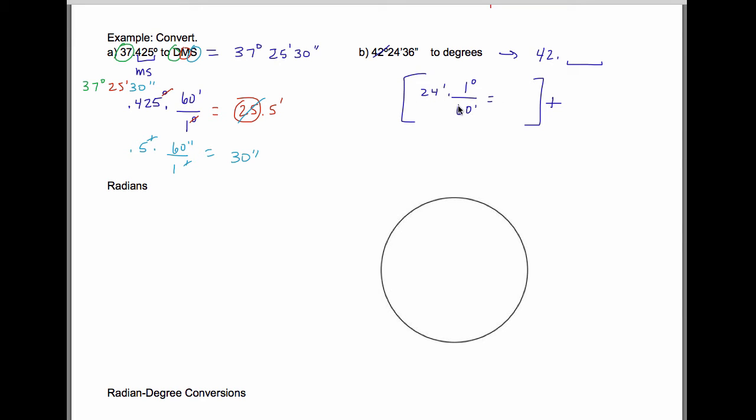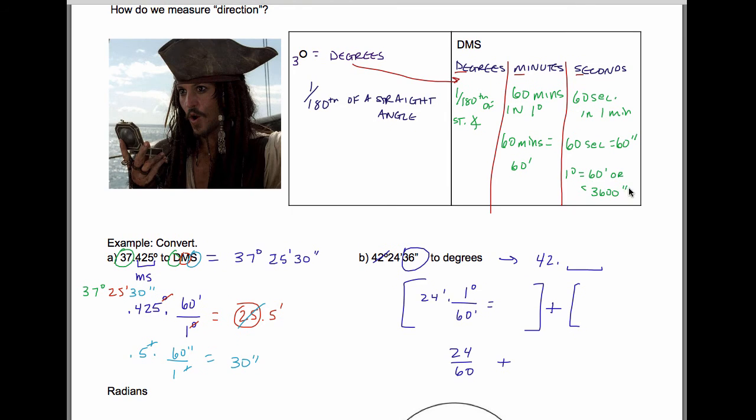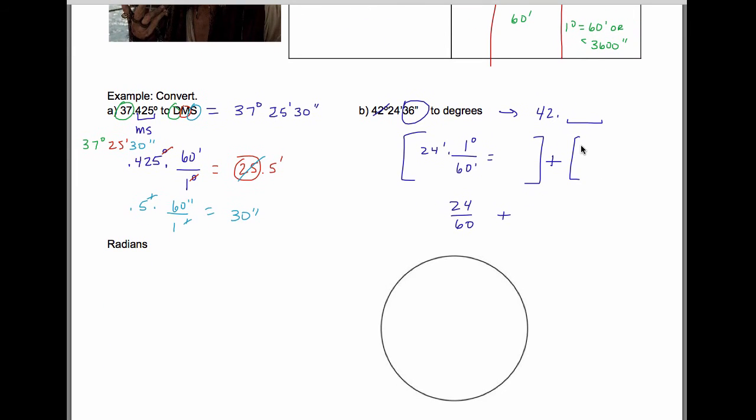multiplication here. So 24 over 60. So this is 24 over 60 plus, and then I need to convert my seconds to degrees. And if I look up here, remember I've got 3,600 seconds are 1 degree. So I can multiply this 36 seconds times 3,600 seconds. And again, they're across from each other, so these units are going to cancel out in 1 degree.